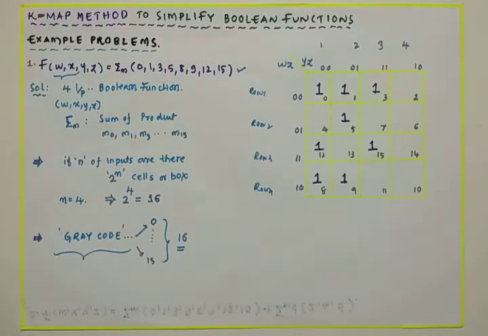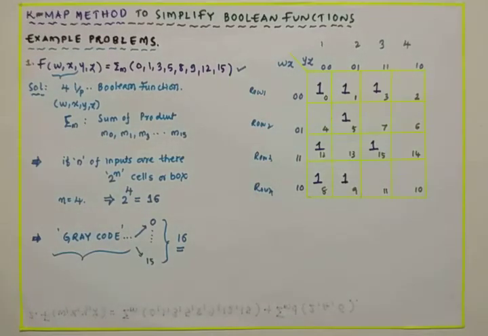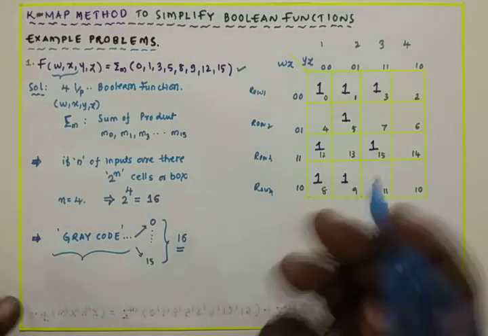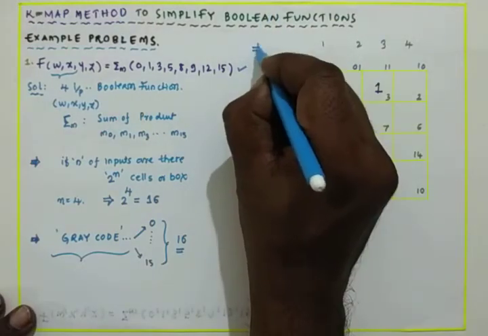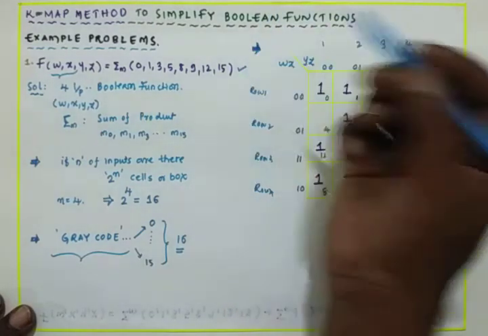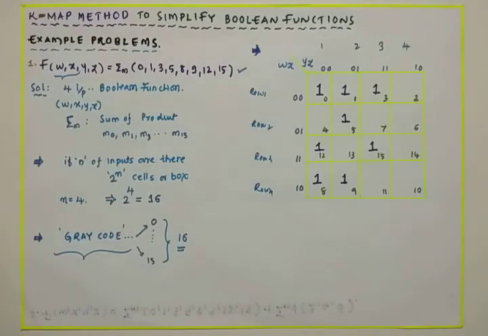This is the fourth step, and we are left with only two steps to simplify this Boolean expression. Then we can go with the next step, that is grouping.